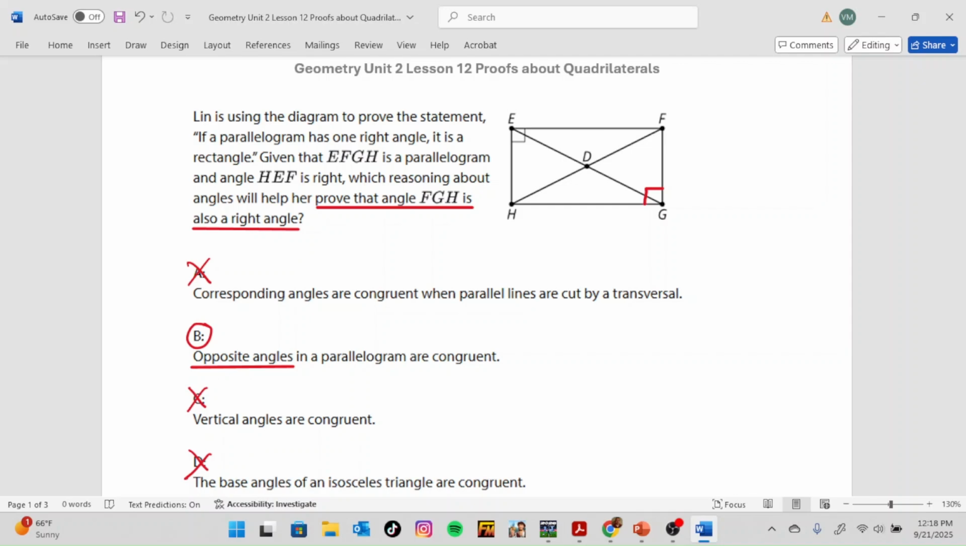I hope that this makes sense to you. I hope you notice that it depends on what we're trying to prove, and that since we're trying to prove this specific angle, and because this specific angle happens to be opposite of the angle that we're given, then we want the statement that talks about opposite angles. But if you do still have any more questions, please feel free to leave a comment below.